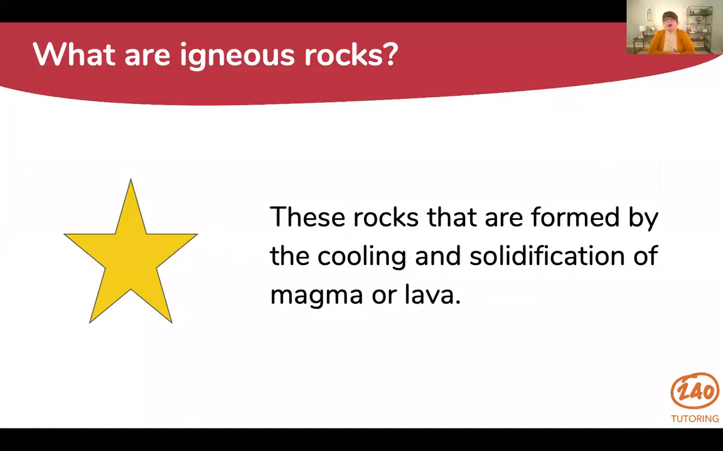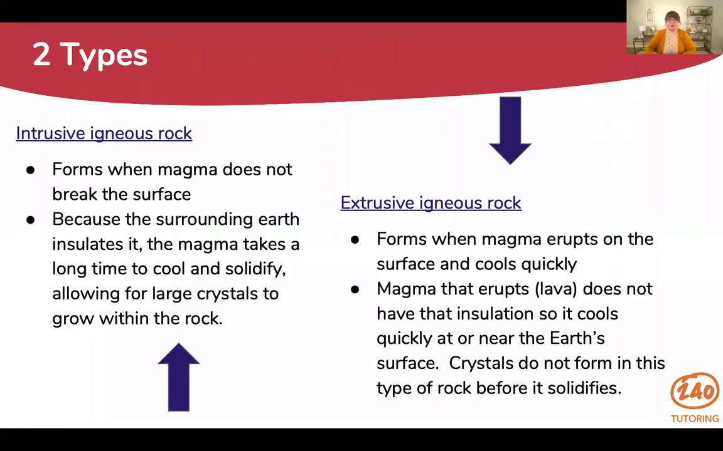Now, what are igneous rocks? Igneous rocks are formed by the cooling and solidification of magma or lava. So as it cools, it turns into a solid, and that is an igneous rock. Now, this happens in two different ways. So there are two types of igneous rocks.